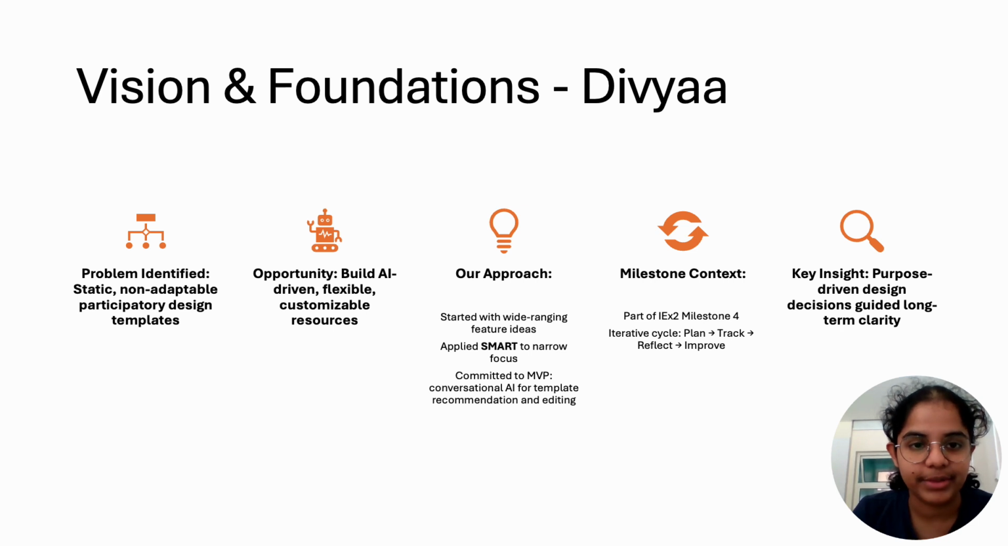Applying the SMART framework, specific, measurable, appropriate, relevant, tangible, helped us cut through the noise and find clarity in what we wanted to achieve. Ultimately, we committed to developing a minimal viable product, a conversational AI tool that recommends and edits templates. Making that decision required discipline. It meant setting aside appealing but complex features to prioritize clarity and core functionality.